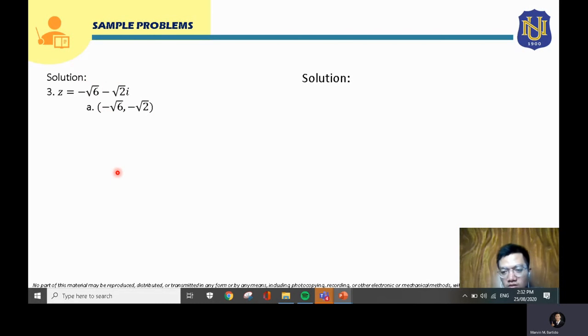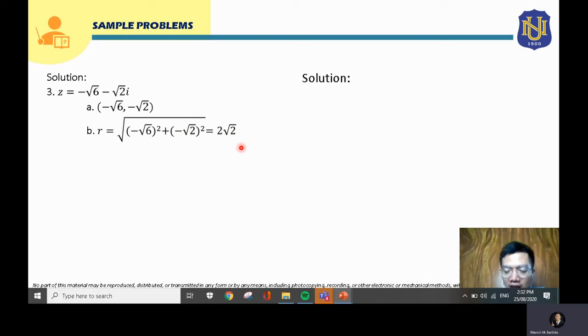Now for polar coordinates, again, we have to solve for r and theta. To solve for r, that is just equal to the square root of x squared plus y squared. So that will be the square root of negative square root of 6 squared plus negative square root of 2 squared, which will be equal to 2 square root of 2. So that will be the r.